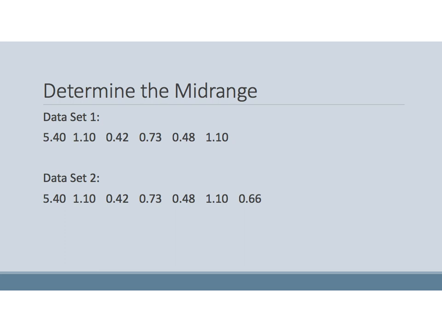So again, take those 2 data sets, figure out the mid-range. Hit play when you're ready to see the answer. The first one had a mid-range of 2.91. The second one had a mid-range of 2.91. Does that surprise you? It shouldn't, because the only thing that happened in the second data set is it had a 0.66 added. That didn't change the max or the min, so it didn't change where the mid-range is.